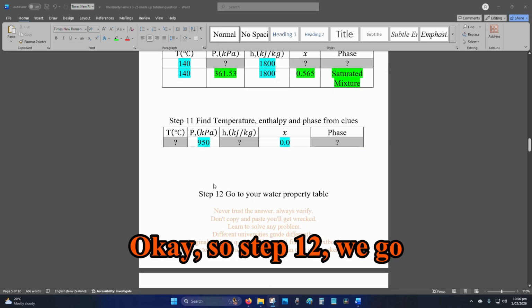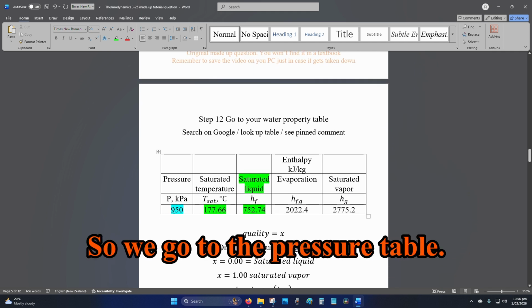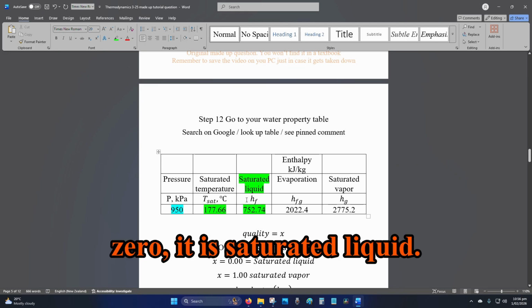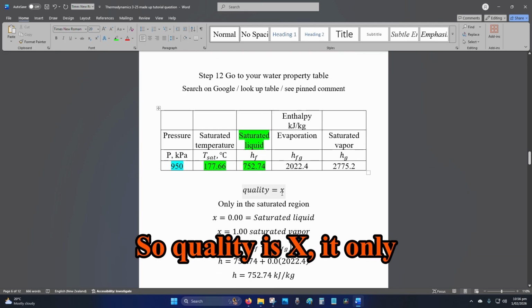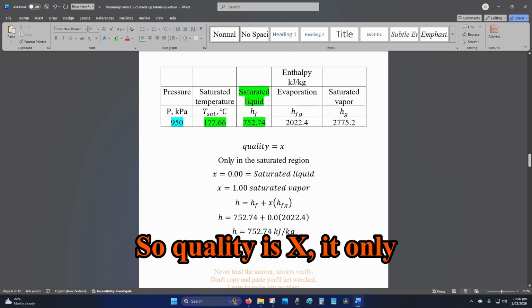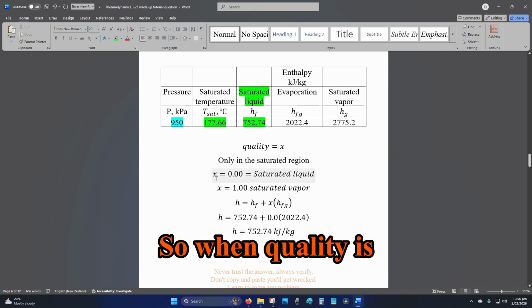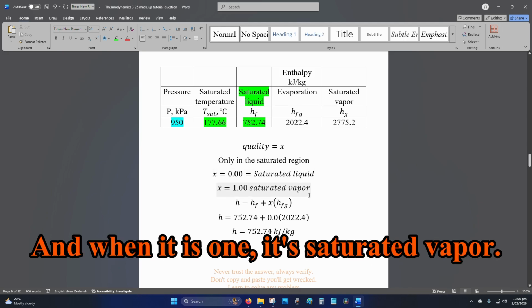Okay, so step 12, we go to the property table. So we go to the pressure table. Since the quality is 0, it is saturated liquid. So quality is x. It only occurs in the saturated region. So when quality is 0, it's saturated liquid, and when it is 1, it's saturated vapor.